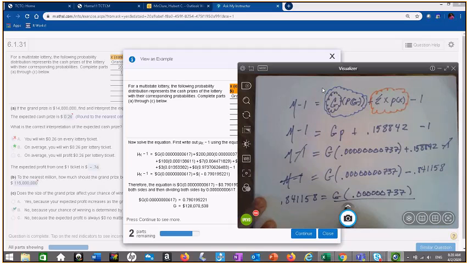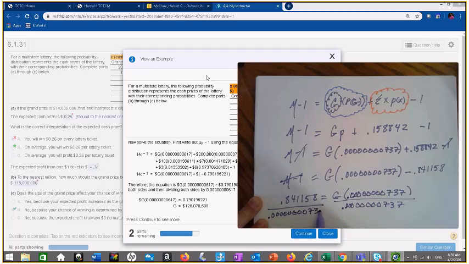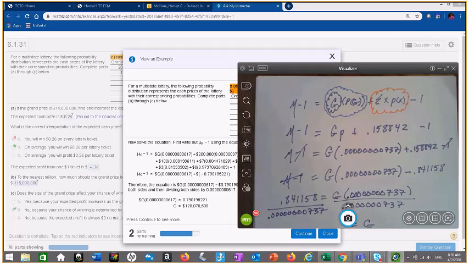Divide by 0.00000737. That's 1, 2, 3, 4, 5, 6, 7, 8 zeros, then 737. So G is equal to, and say a prayer, well, I have no idea where this even comes from, much less why it's on your homework.